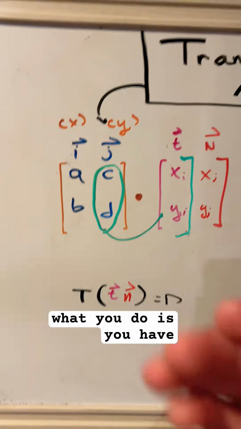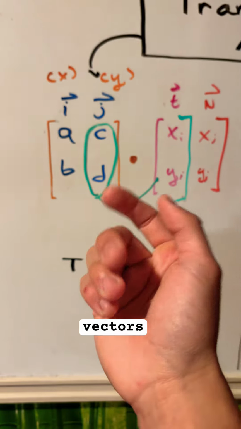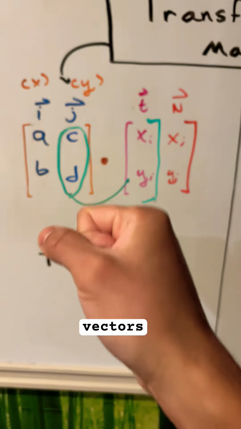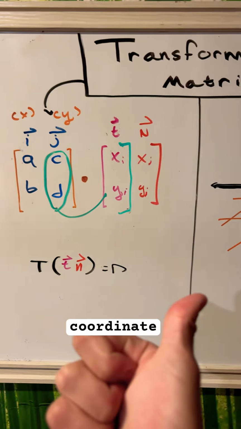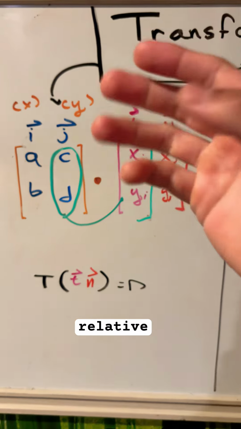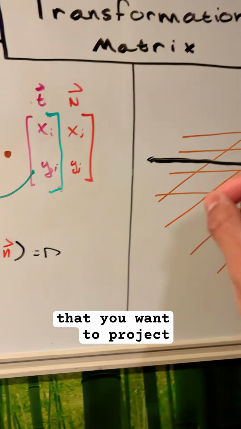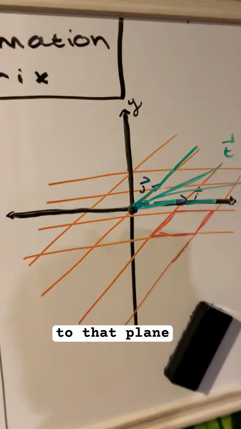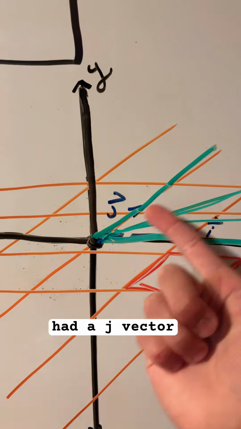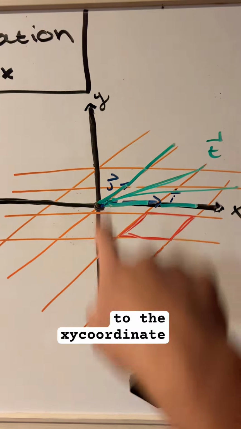Basically, what you do is you have something called a transformation matrix. It packages two basis vectors that act as your x and y coordinate relative to the plane you're projecting on. And then relative to that, you provide the x and y coordinate point or vector that you want to project relative to that plane. So as you can see right here, I had a j vector and an i vector relative to the xy coordinate plane.